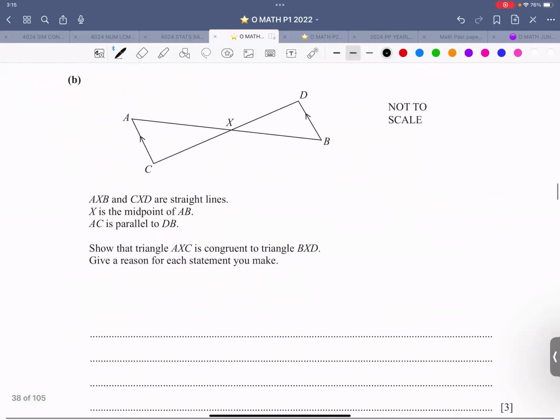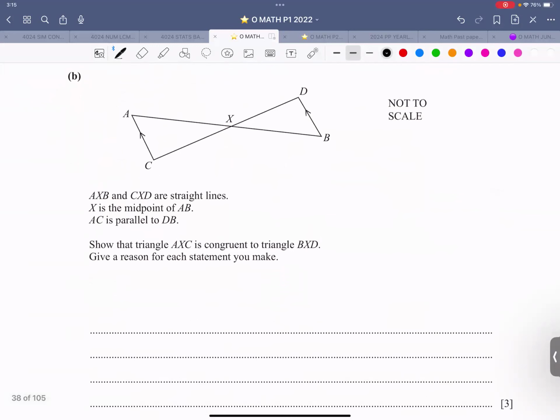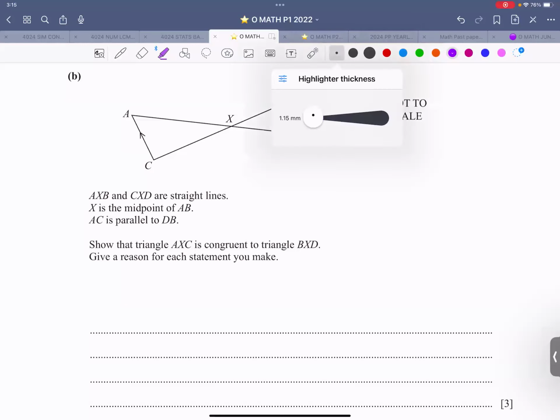Part B, AXB and CXD are straight lines. X is the midpoint. AC is parallel to DB. Show that the triangle is congruent to the other triangle, AXC. So first of all, let me mark some values, some lines. This is AC. This is the other one. Because of the midpoint, these two lengths are already equal. And we have this third one.